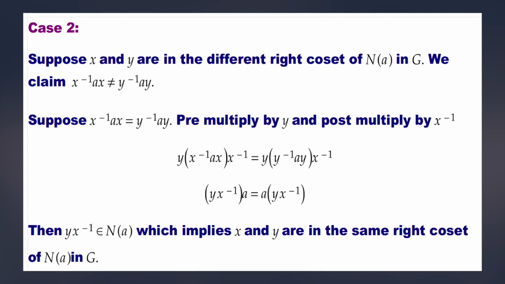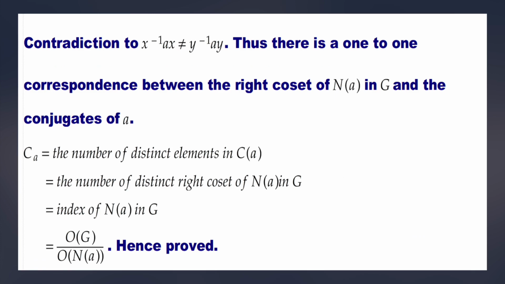Case 2: suppose x and y are in different right cosets of the normalizer of A in G. We claim that x inverse A x is not equal to y inverse A y. Suppose x inverse A x = y inverse A y. Pre-multiply by y, then post-multiply by x inverse. Then we get y x inverse A x x inverse = y y inverse A y x inverse, so y x inverse times A = A times y x inverse. Then y x inverse is in the normalizer of A, which implies x and y are in the same right coset of the normalizer of A in G. This is a contradiction, so x inverse A x is not equal to y inverse A y.